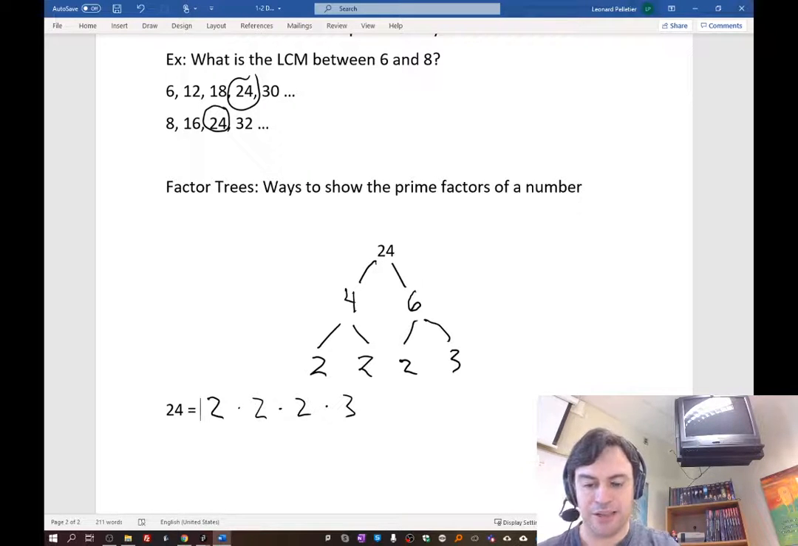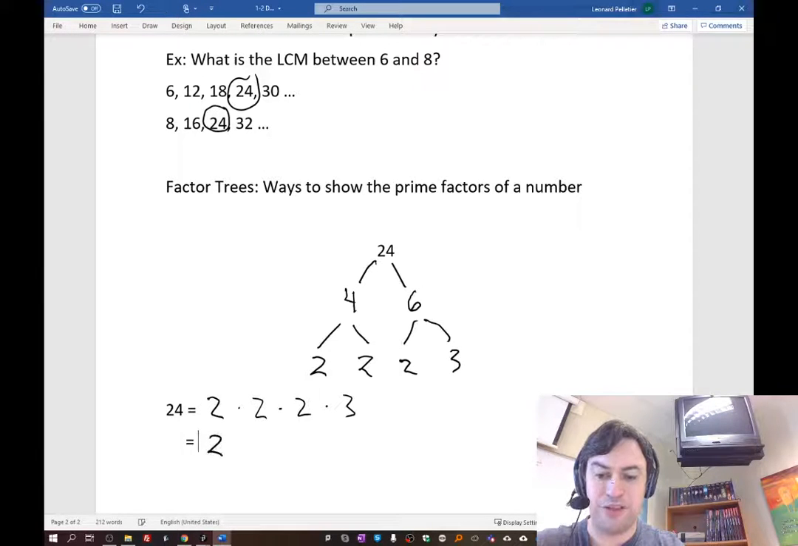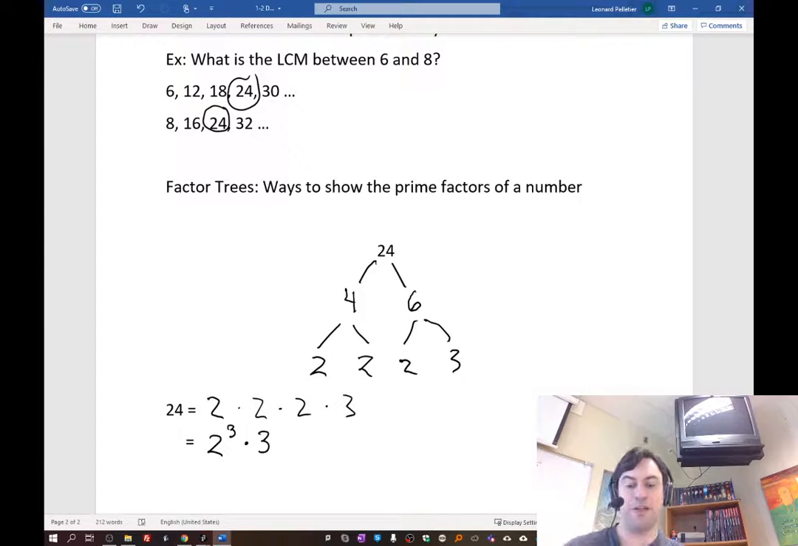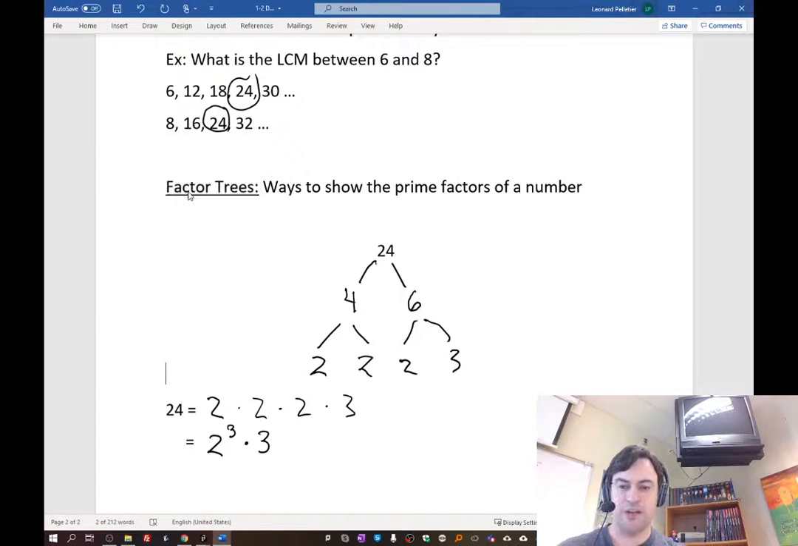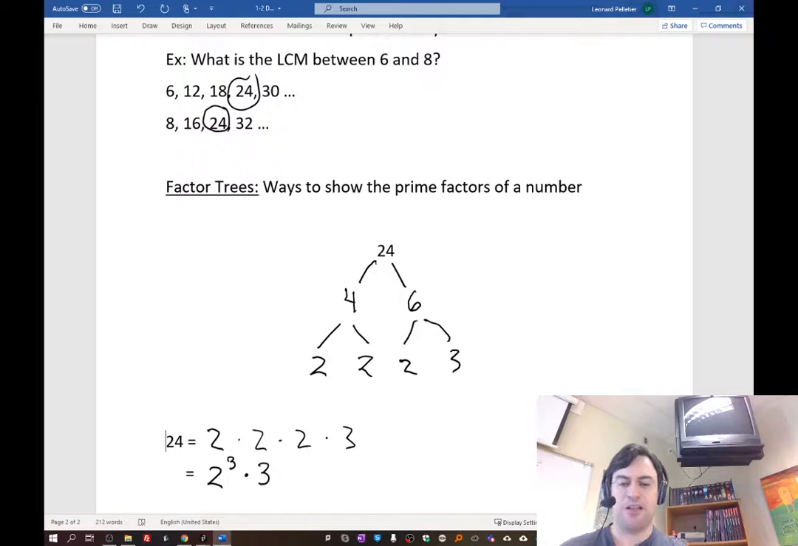So a better way to write this, instead of 3 2's, you could write 2 to the power of 3 times 3. And that's what we want to see. That's sort of what we're looking for. So factor trees are a pretty fantastic tool for doing GCF and lowest common multiple. So I'm going to stop there because that factor tree concept, you might want to come back and watch that video later on just on its own without looking at GCF. So I'll leave that here.